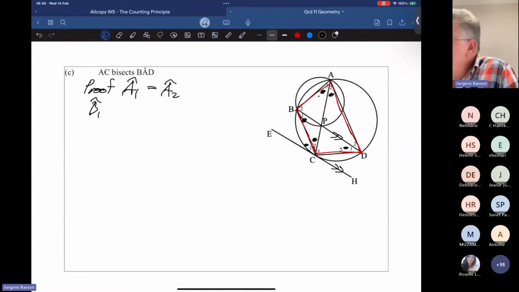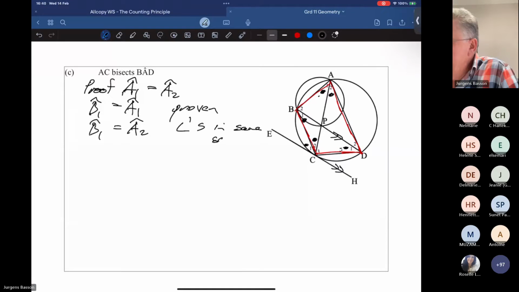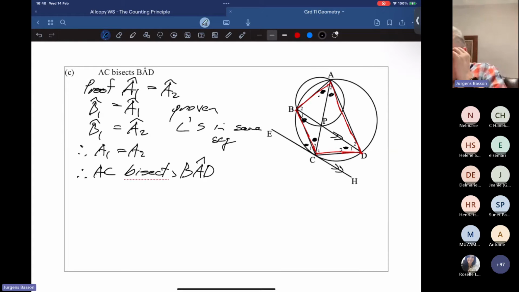I will say that B1 is equal to A1, and that is what is proven. And now what else can we say? That B1 is equal to A2, angles in same segment. So what does that mean? That A1 is equal to A2, so therefore AC bisects BAD. So there we have it. So that is 100% fine.